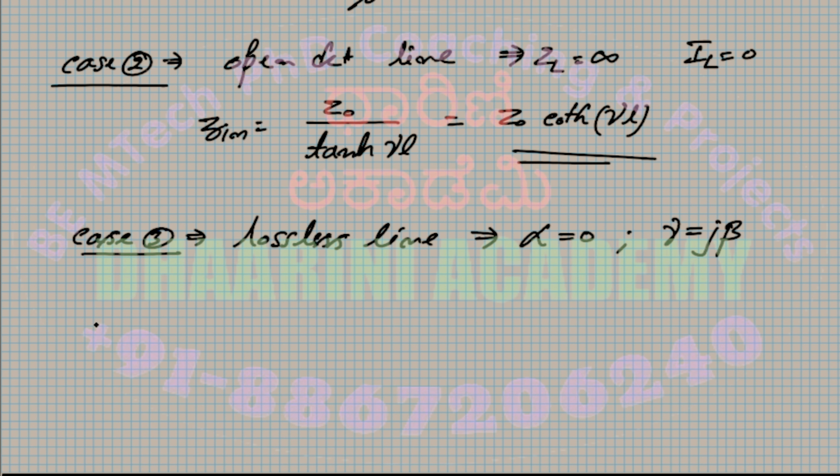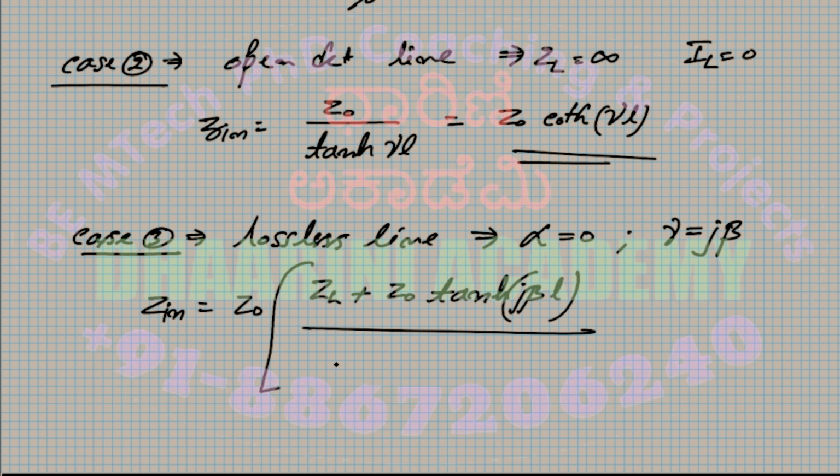So in the equation of Z in, now I make the changes. Wherever I have a gamma, I'll simply write j beta. So I have a Z naught outside, times ZL plus Z naught tanh of, there is no gamma, gamma is replaced by simply j beta L, the whole divided by Z naught plus ZL tanh of j beta L.